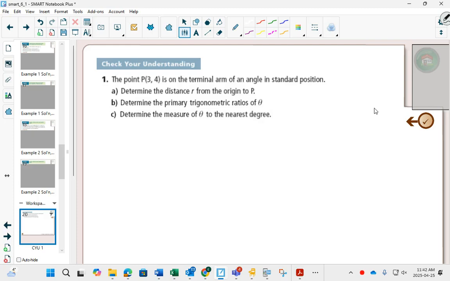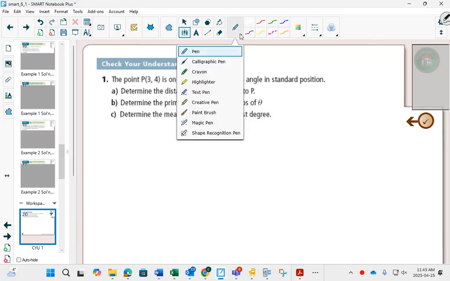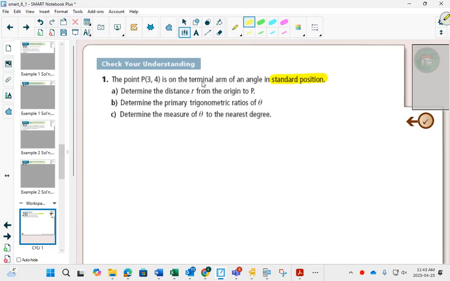The point 3, 4 is on the terminal arm of an angle in standard position. So I'm going to take out my highlighter. I'm going to highlight the fact that we learned what standard position was. It has to start on the x-axis. It ends at 3, 4.